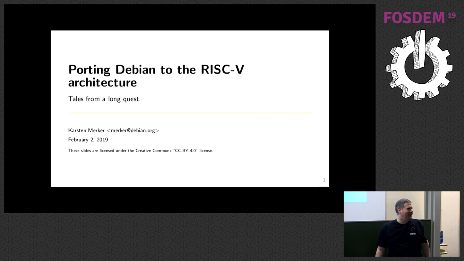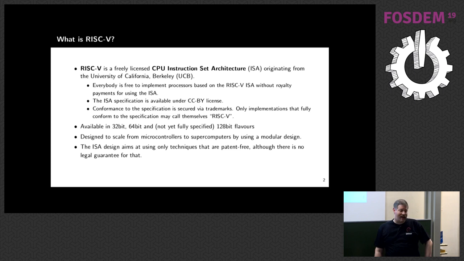So what's RISC-V? RISC-V is a CPU instruction set architecture that has been designed at the University of Berkeley, originally as a student project, has grown a bit since then, and everybody is free to implement CPUs based on the RISC-V ISA. And the specification that defines this ISA is available under free license, under CC BY. And to make sure that implementations actually conform to the specification, the RISC-V Foundation has registered trademarks on the name RISC-V, and you're only allowed to call your implementation RISC-V if it actually conforms to the spec, to make sure that we don't get incompatible implementations.